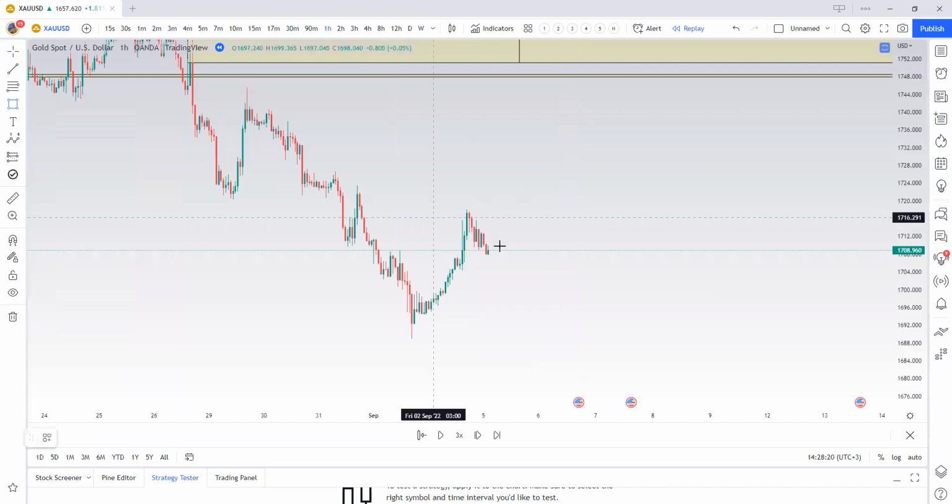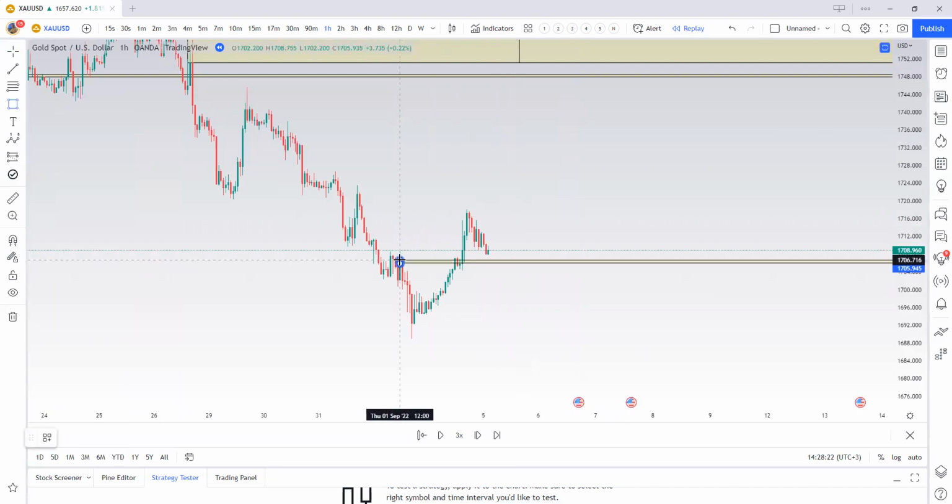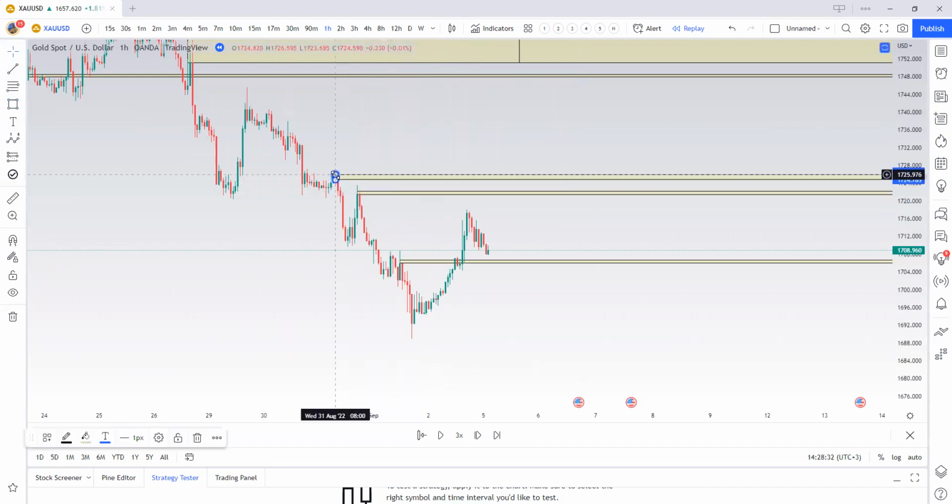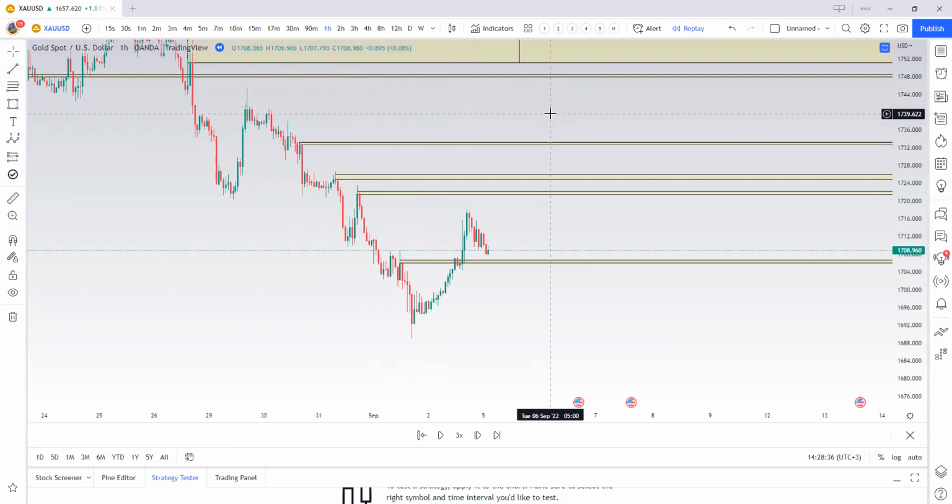This level right here can be used as a supply and demand level, but it's not very strong because you can see there's a lot of wicks to the downside, okay? This level right here and this level right here, and possibly this level right here. So these levels we have basically made into our consideration.